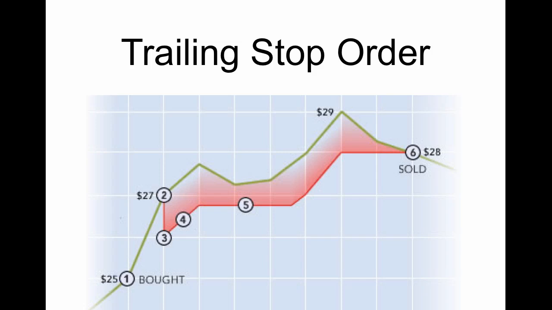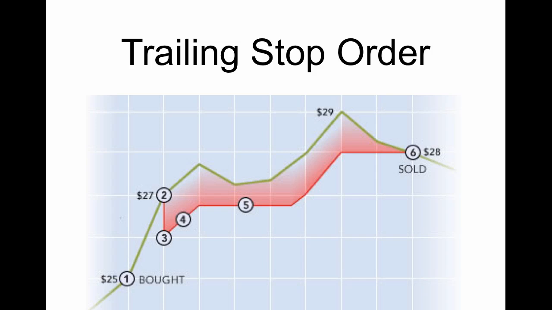So as the market continues to go higher, you can see that around zone number 5, we had a little bit of downward movement in XYZ stock, but our trailing stop loss order did not move. As the stock continued up to 29, again, we trailed it by about $1 all the way up until we eventually sold it at $28 over in circle number 6.